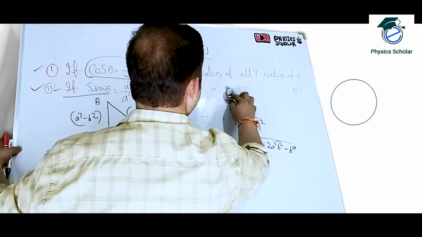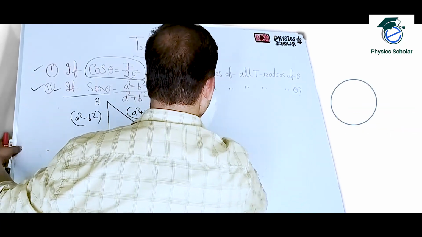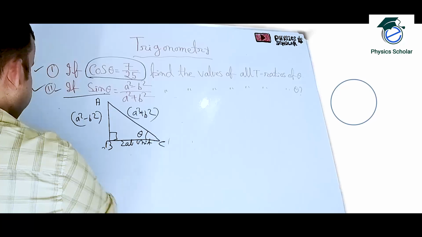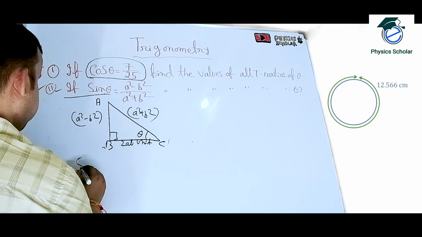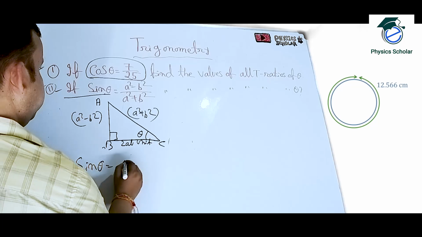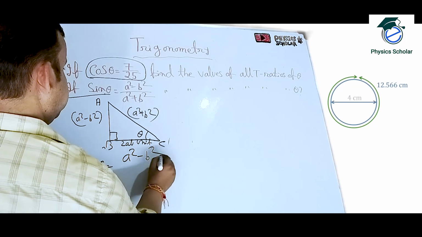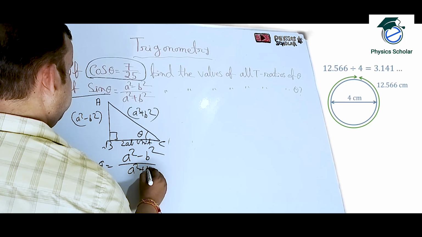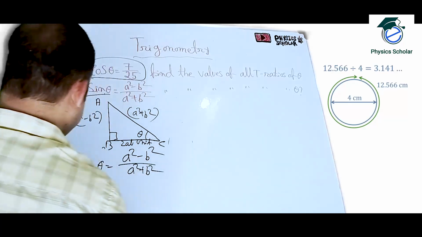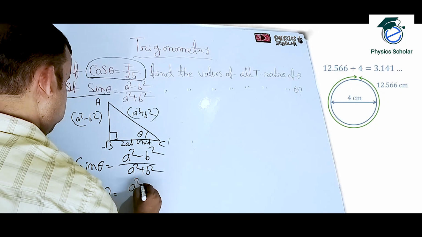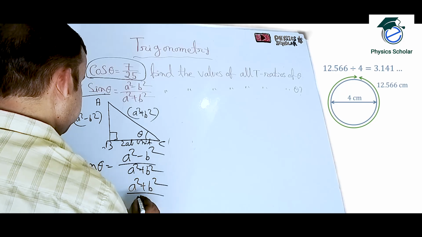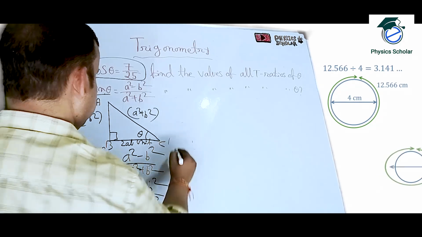So all the trigonometric functions now I can find out. Sin theta is given already, so I am writing this. What is the reciprocal of sine? It is cosec. So cosec will be just the reciprocal. So I am writing. Okay.